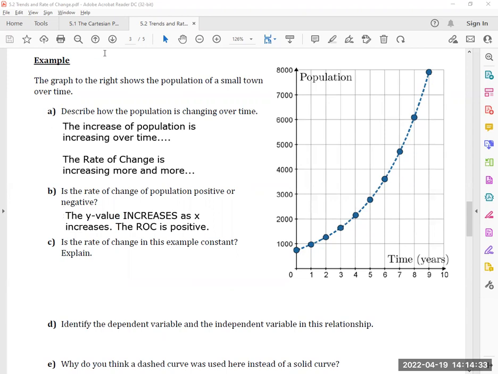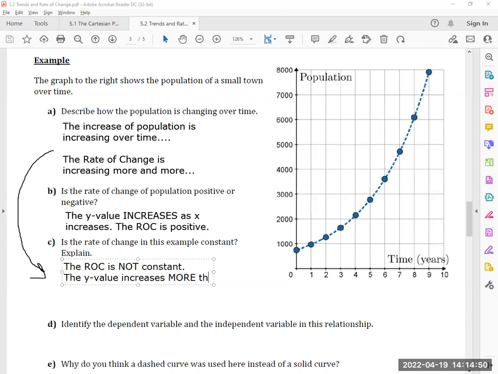Is the rate of change in this example constant? Once again, taking from part A. The rate of change is not constant. The y value increases more in the next step than it did in the previous step. Does that make sense to people? I'm not sure if I should reword it, so I want to see a bit of a nod or a confirmation. The rate of change is not constant. The y value increases more in the next step than it did in the previous step. Does that make sense?